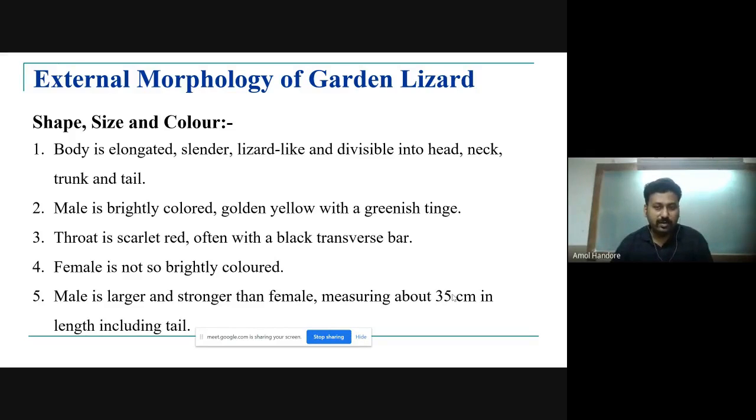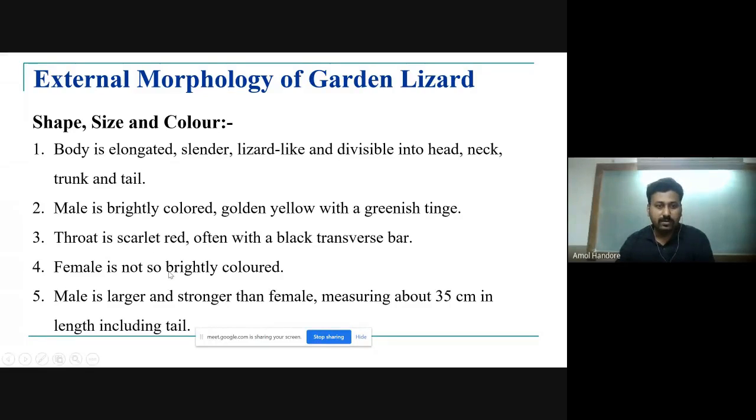So they have this characteristic, they can change their color, which is a very characteristic feature of the Calotes or many species of the Calotes. Now the throat, if you see, they have a typical throat which is scarlet red in color, and there is often the presence of transverse black bars on this throat. However, the female is not so brightly colored. Males are only brightly colored. So this is one feature you can make out a male from a female Calotes.